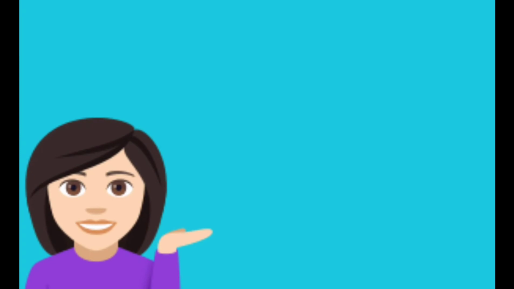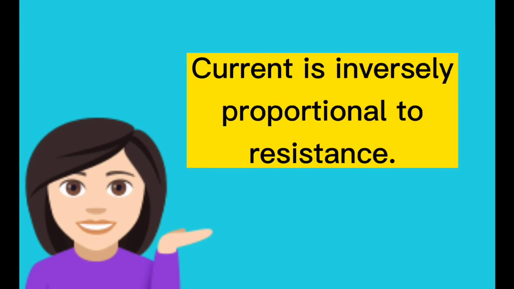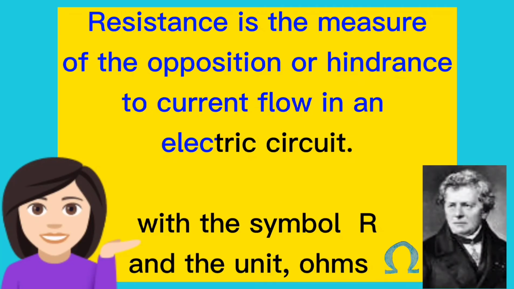Same with what George Ohm stated in his law. According to him, current is inversely proportional to resistance. Resistance is the measure of the opposition or hindrance to current flow in an electric circuit, with the symbol R and the unit ohms. Named after George Simon Ohm, a German mathematician and physicist who formulated the Ohm's law.